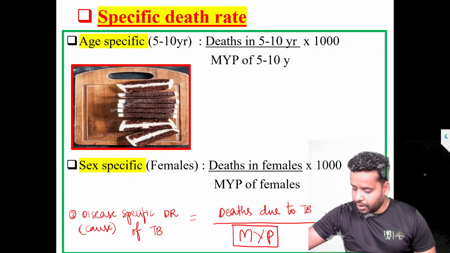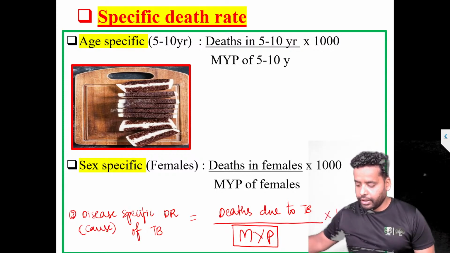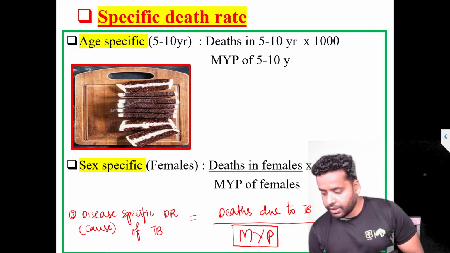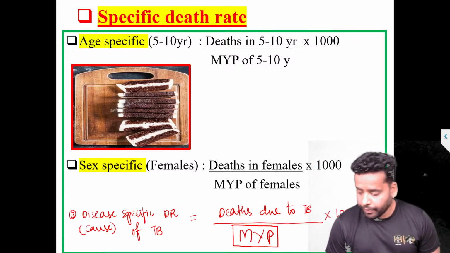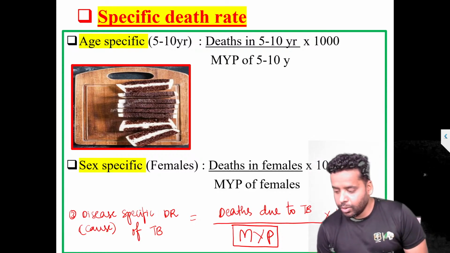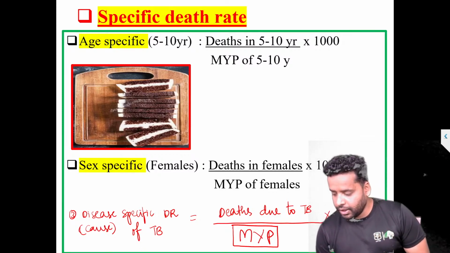Mid-year population. If I write cases, it will become different. Cases is totally different thing. If I write cases, then it will become what? I'll be discussing later. It will become case fatality rate. Don't write cases in the denominator.